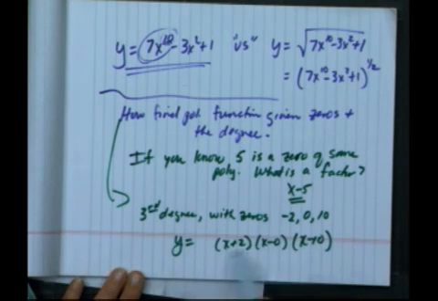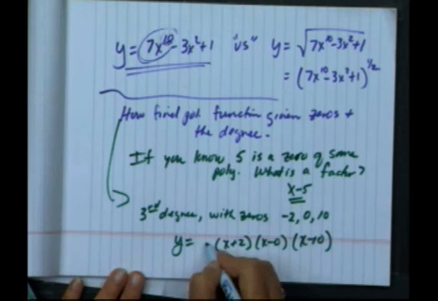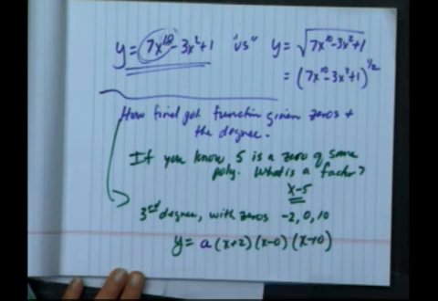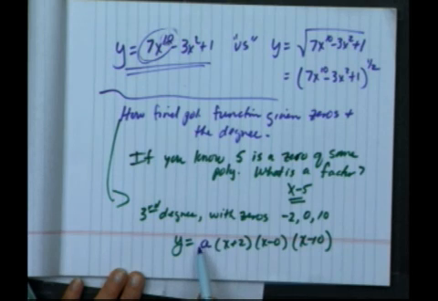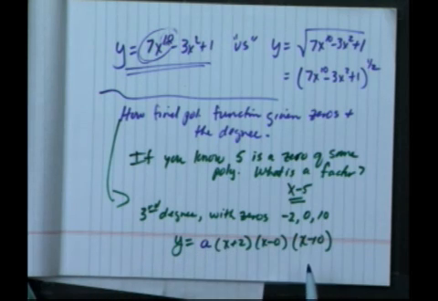This represents one polynomial, but there's zillions of polynomials, so you normally put a little a right here to represent that there's a zillion polynomials with those zeros. If you are given a point that this polynomial also goes through, then you could substitute in the x and y values and solve for the a. Okay, now let's go back and get more specific on your question. What can I help you with on this problem?